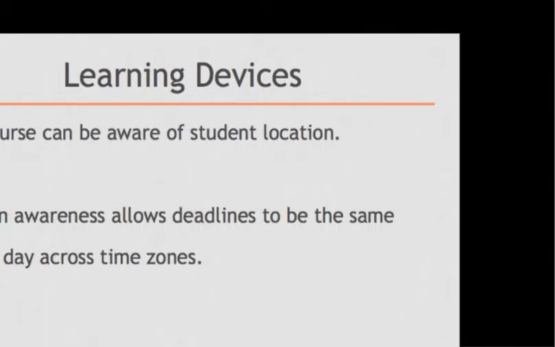Another thing that can be useful is location awareness. Another thing we can do with learning devices is, as well as know what device the student is using and providing the correct format, we can also be aware of the location of the student. And in that sense, we could have a student in Western Australia that has to complete a task by 9 p.m. and we can have a student in Auckland that has to complete the same task by the same time of day, and the system will take care of the fact that they're in different time zones.